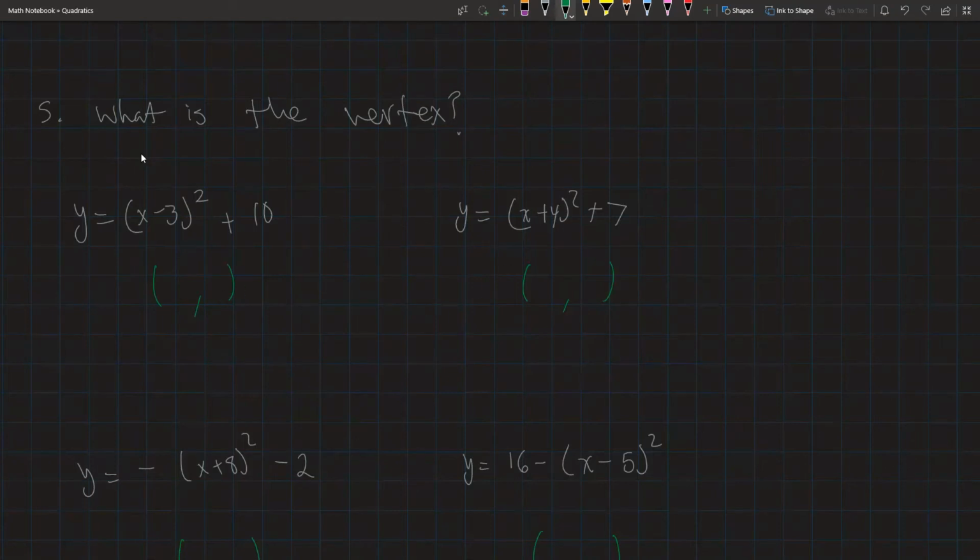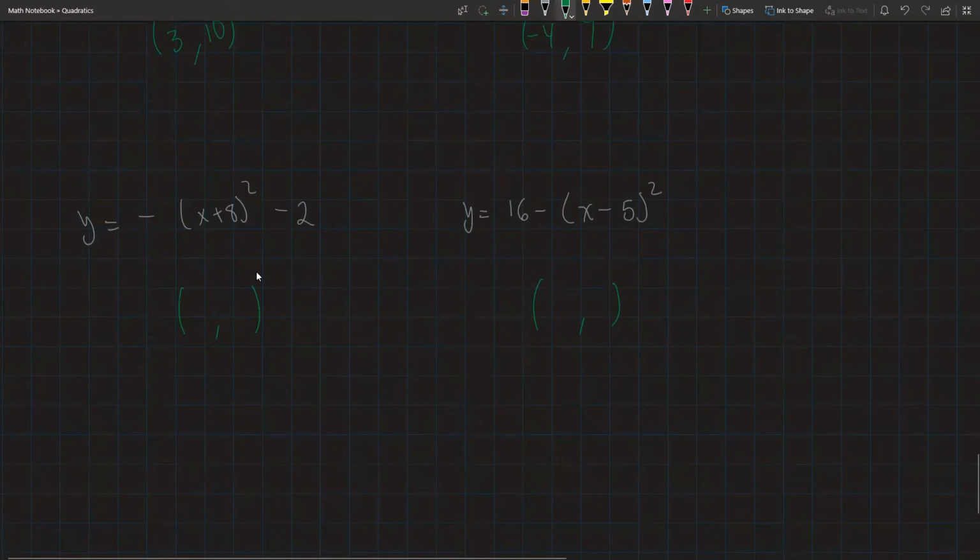So what would be the vertex for this first one? The vertex would be X equals 3 and Y equals 10. But now I'm just going to say 3 comma 10, right? Just know that it's implied X comma Y. What's the vertex for this one? It should be when X is -4. So -4 comma 7.